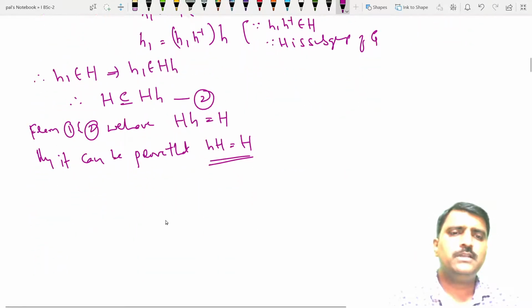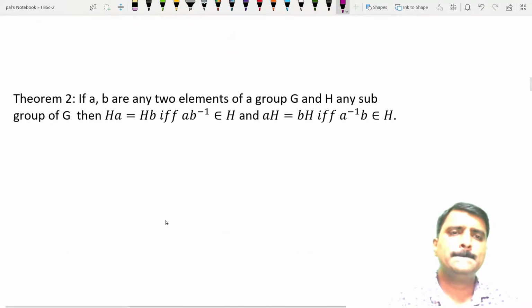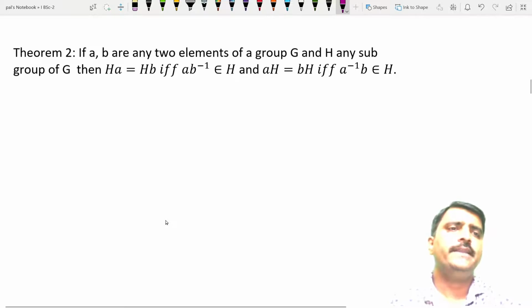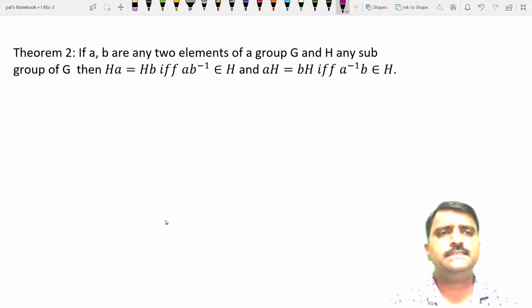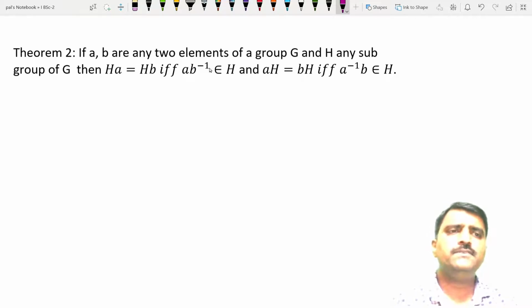So that's all. One more property is: if A and B are any two elements of group G, and H is any subgroup of G, then HA is equal to HB if and only if AB inverse belongs to H, and AH is equal to BH if and only if A inverse B is an element of H. Okay, so this is one of the properties of the coset.